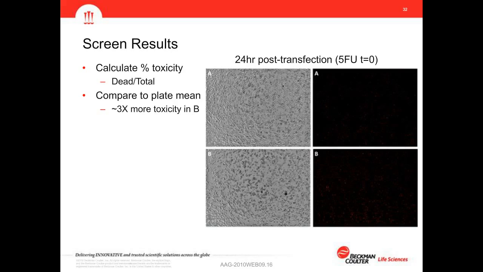And shown below in row B, you'll hopefully notice there are significantly fewer cells, or the cells appear to be rounded up in the bright field image, and significantly more red staining in the DRAC7 analysis. By calculating percent toxicity, this corresponded to about a 3-fold increase above the average level of cytotoxicity I saw up in row A. So this would basically be what a hit looks like at this given time point.